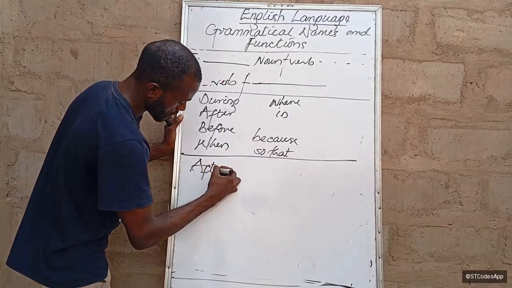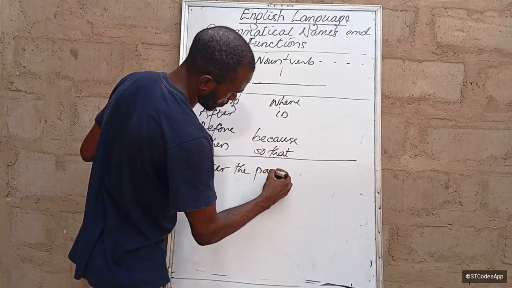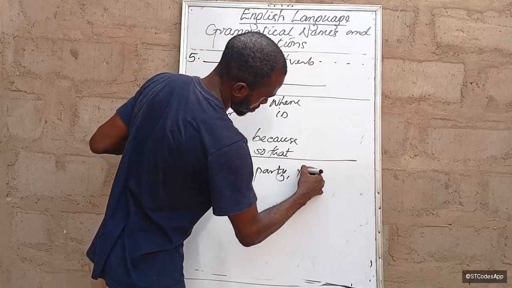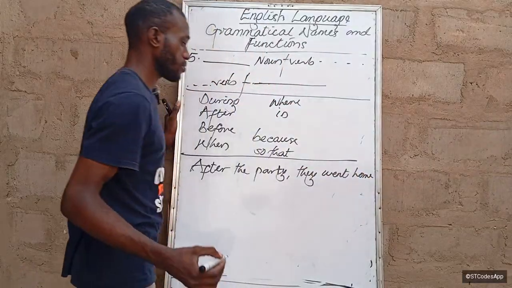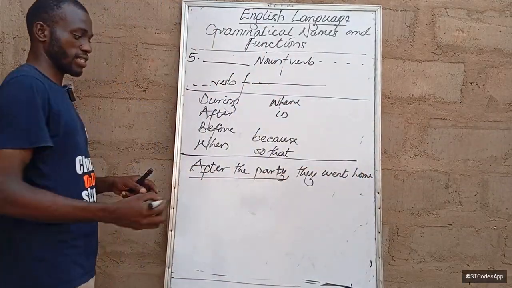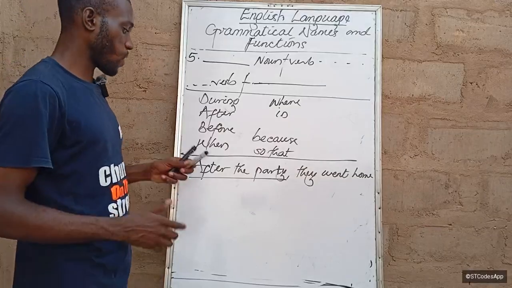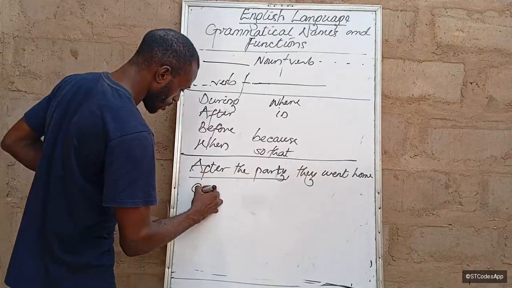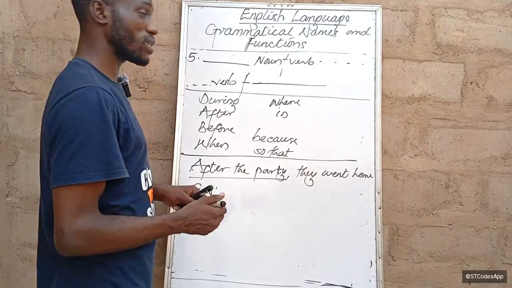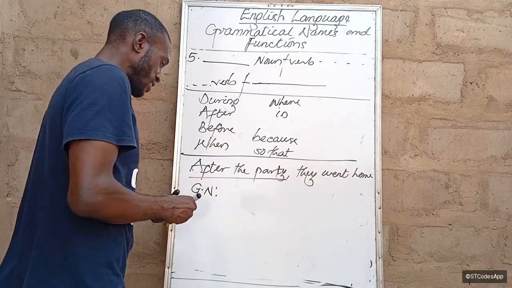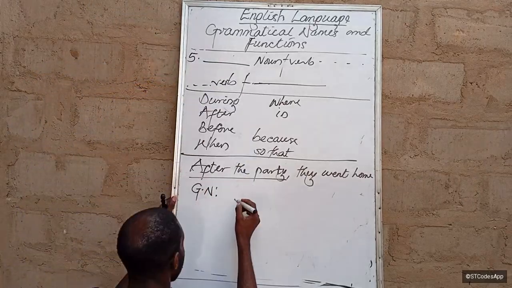After the party, they went home. And "after the party" is underlined. Now, what is this? Grammatical name and function. What will be the grammatical name? After the party, the grammatical name is, because it is connotative of time, going to be adverbial.